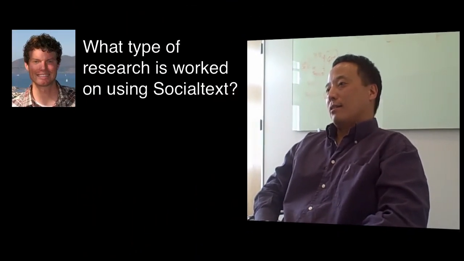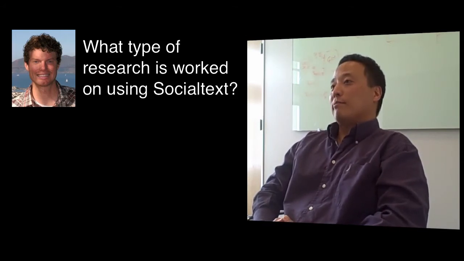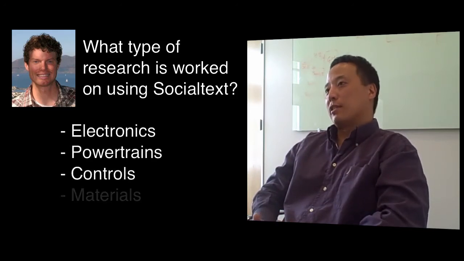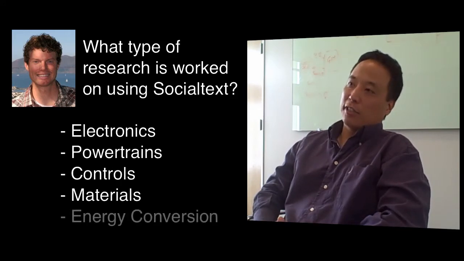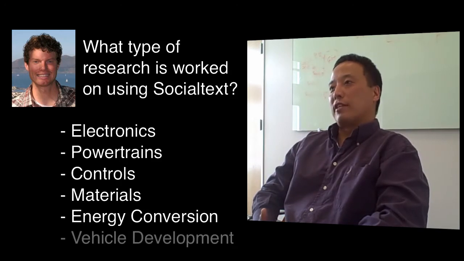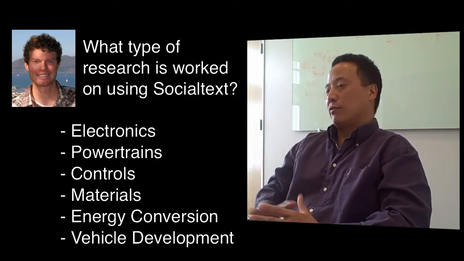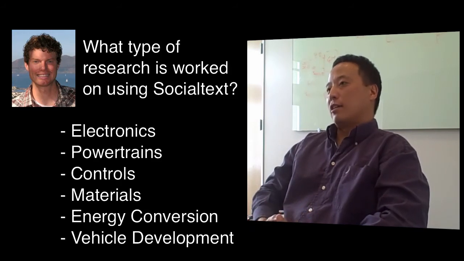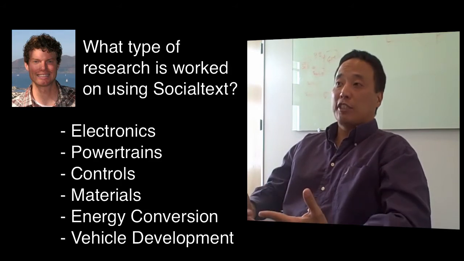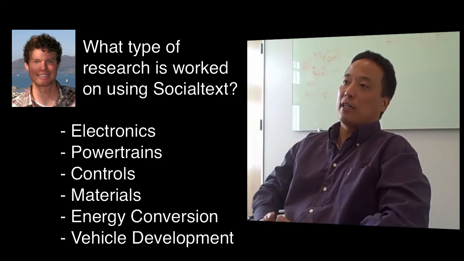So at these events, what types of research do you picture being put up into Socialtext? It really covers the full spectrum of what's going on in R&D. So things in electronics, powertrain, controls, materials, energy conversion, which would be batteries, ultracapacitors, everything having to do with vehicle development research. So really the full range of topics within R&D. And it's meant to expose others in R&D to a picture of what's going on, because there is so much going on within R&D at GM.